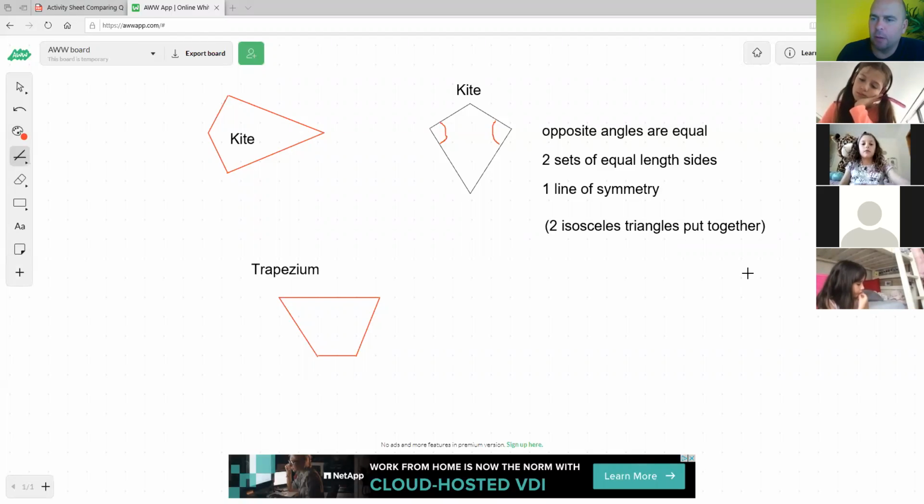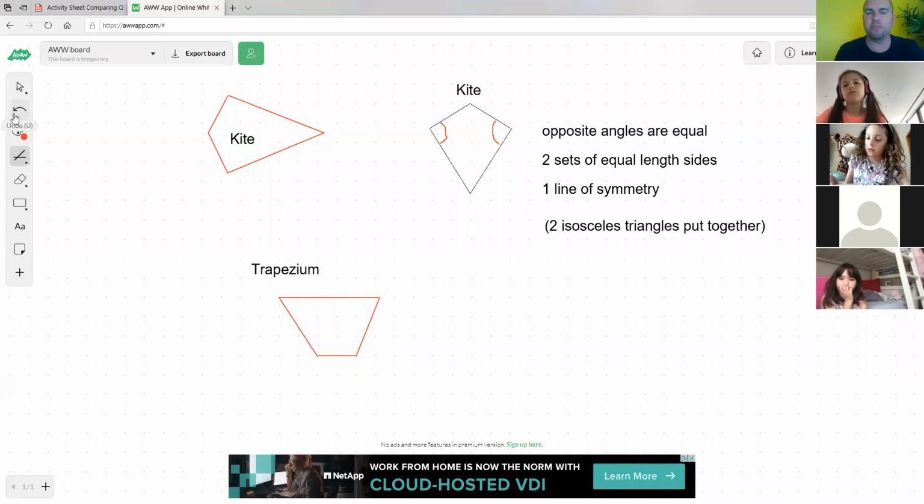Now, looking at that trapezium, it's got one set of parallel lines. Now, do you think it's got a line of symmetry? Where do you think? In the middle. Okay. You could have a go in the middle, but if I was to do that in the middle like this, you can see it won't fold into itself. If I did it a little bit further up, it's not going to fold. So this type of trapezium has 0 lines of symmetry.